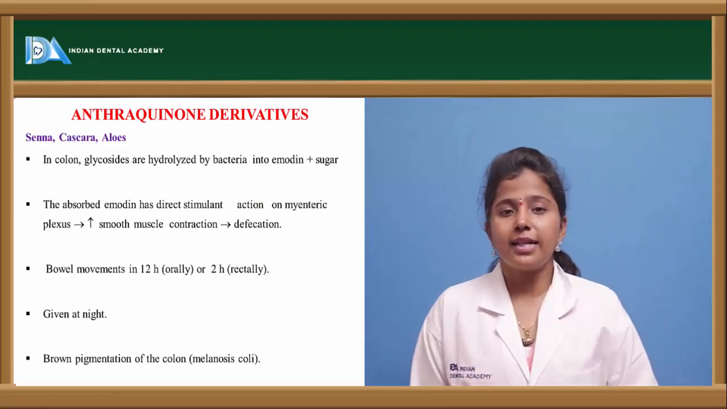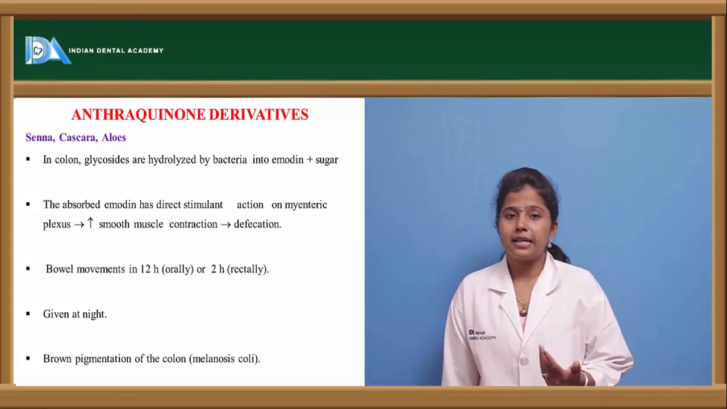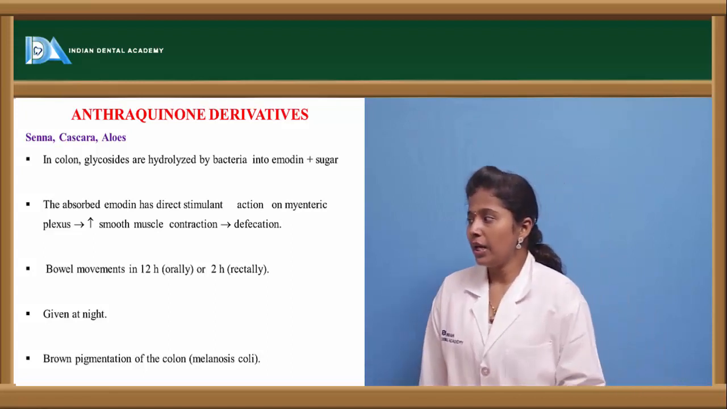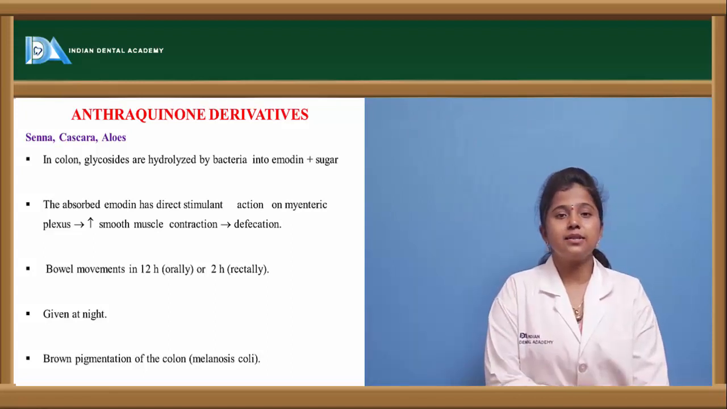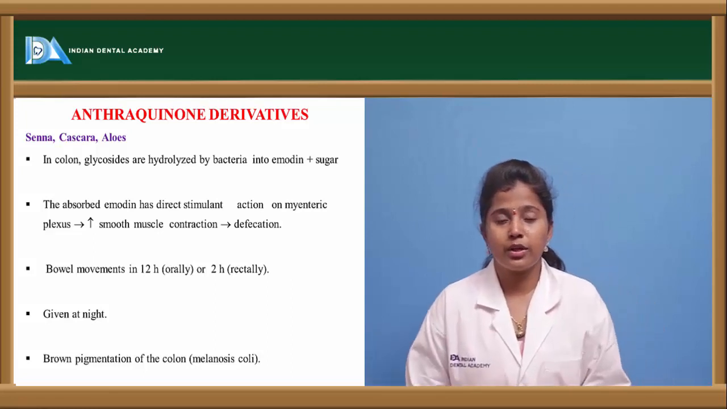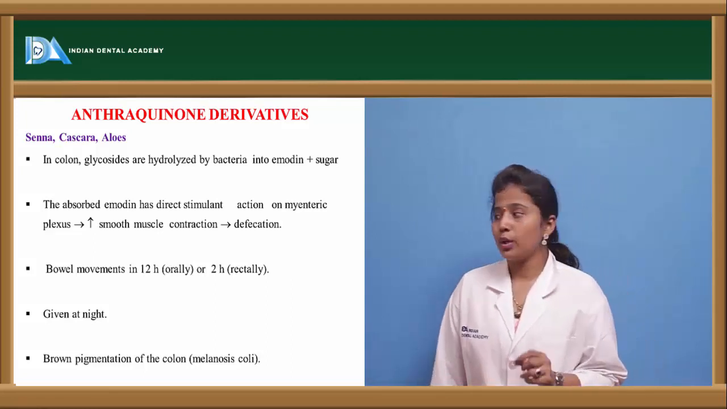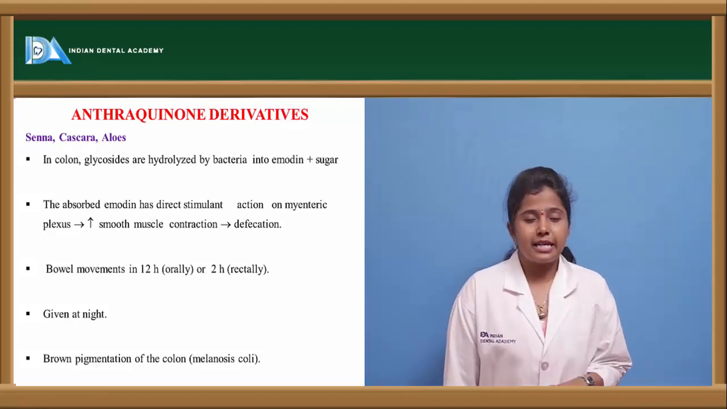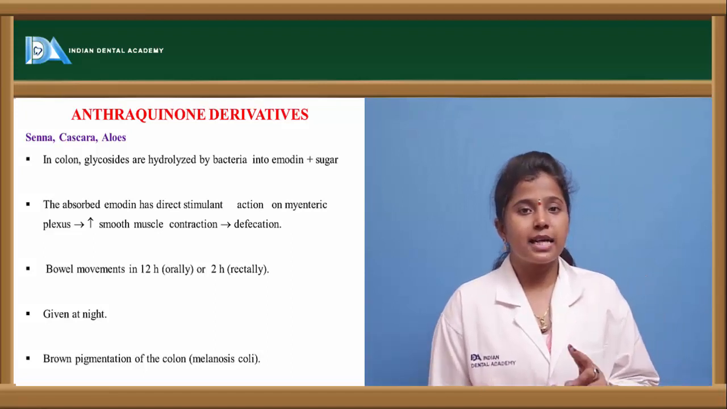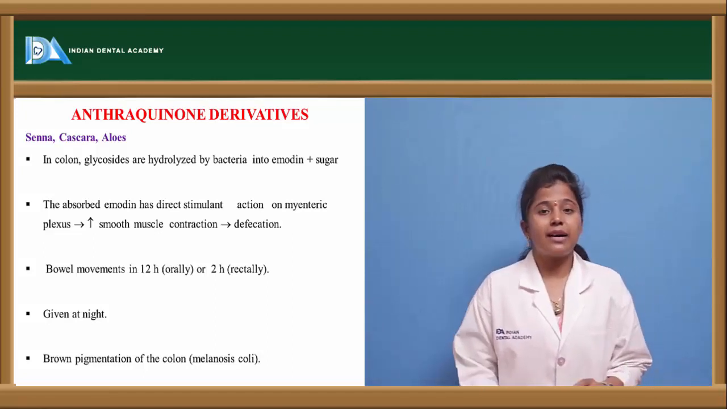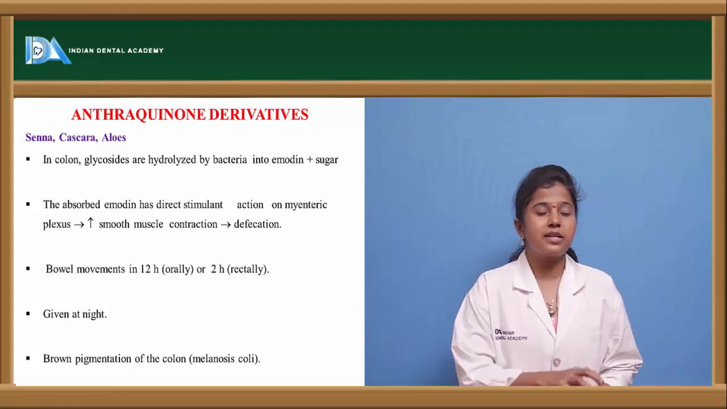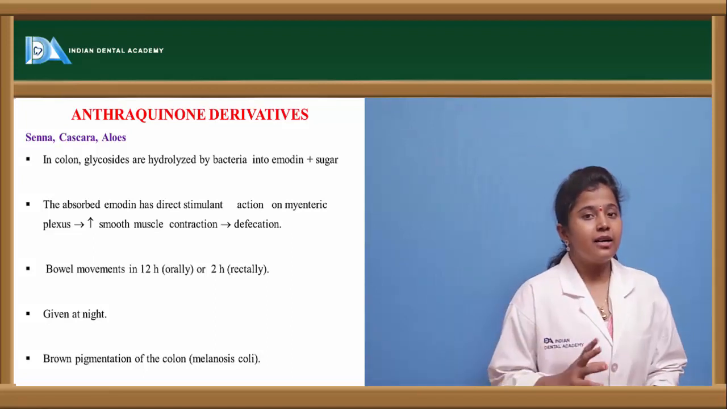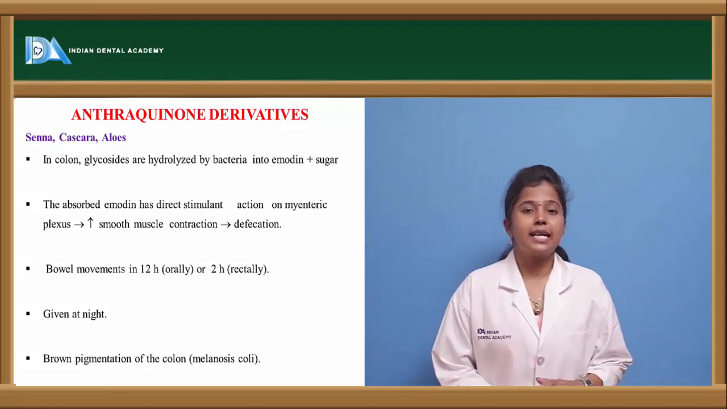Anthraquinone derivatives. The natural compounds which come under these anthraquinone derivatives are senna, aloe as well as cascara. These are plant derivatives which come under the category of anthraquinone derivatives because they contain anthraquinone glycosides. For example, senna has anthraquinone glycosides which have purgative effect. Because of the glycoside presence only, it can show purgative effect. So these glycosides are extracted by various extraction procedures and they are marketed.